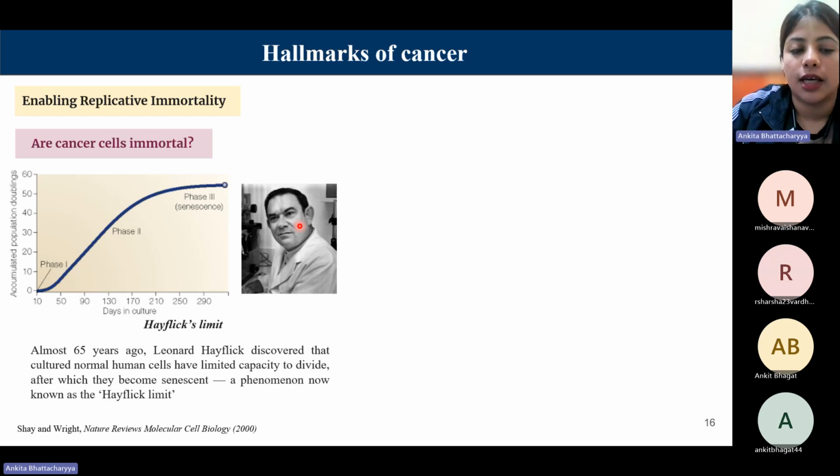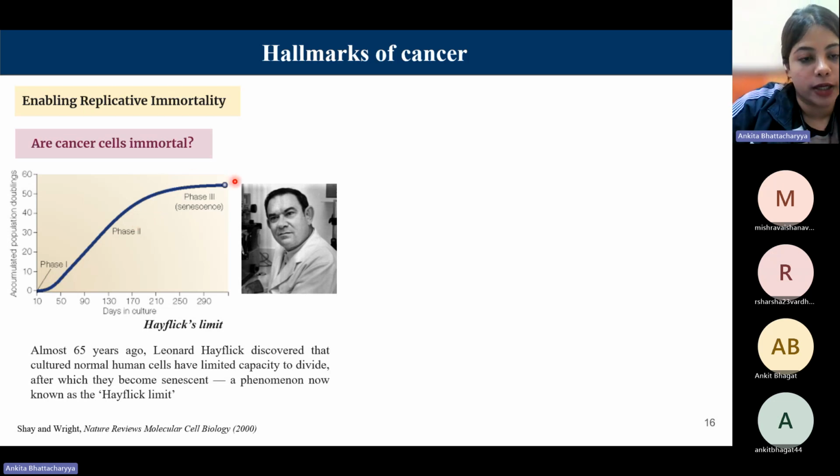So Leonard Hayflick identified that normal human cells, when they are in culture, have very limited capacity to divide. So here you see different phases. The first 50 days, they are in phase 1, they are doubling at a good pace, and in phase 2 also they are doubling.